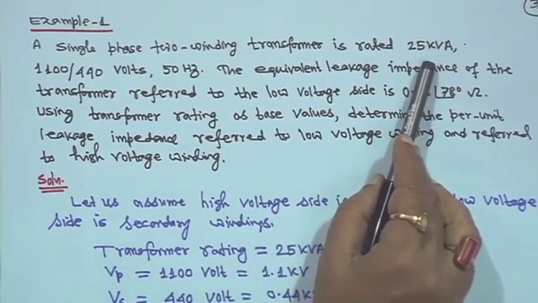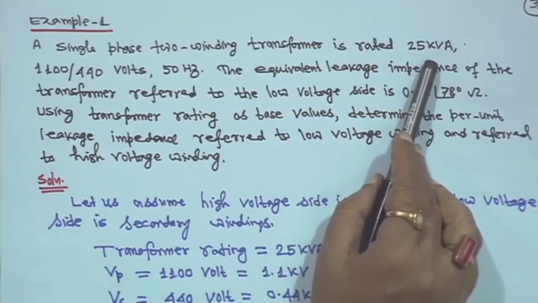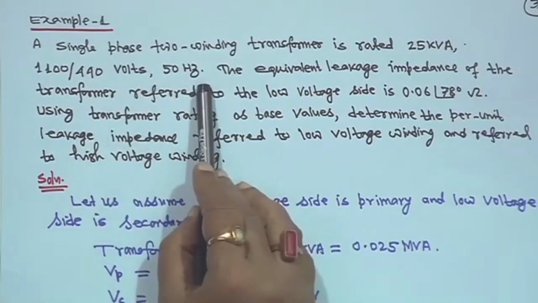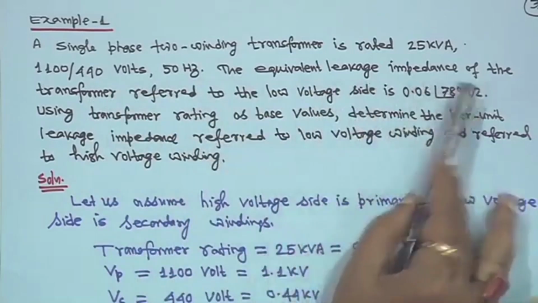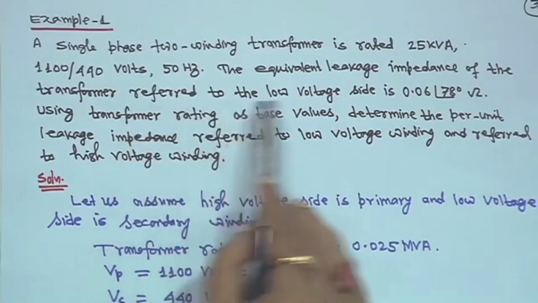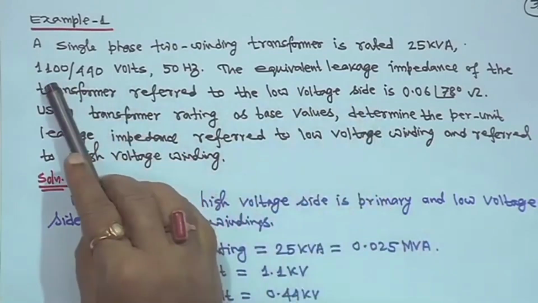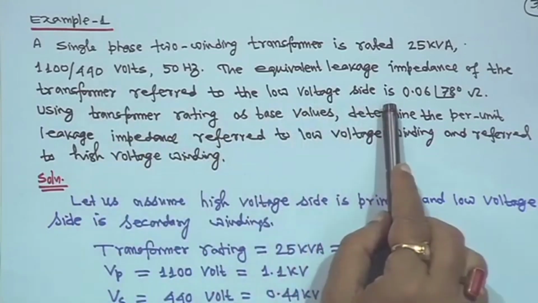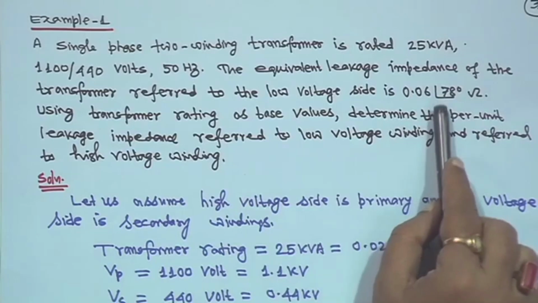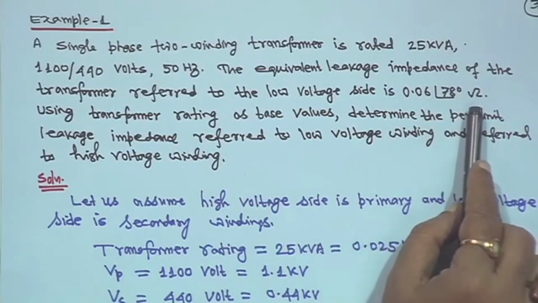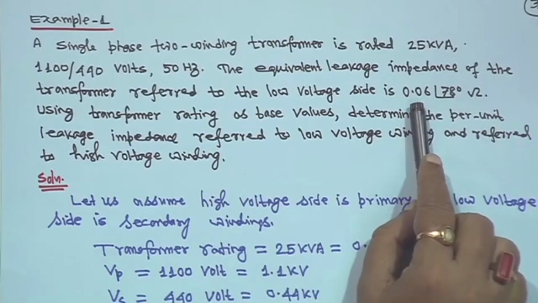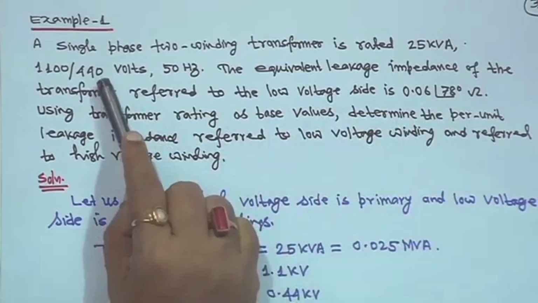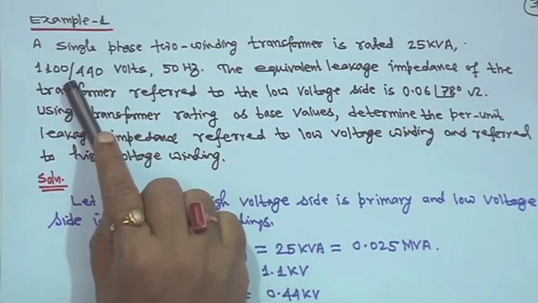That means your 25 kVA is a distribution transformer, rated 1100 by 440 volts, 50 hertz. The equivalent leakage impedance of the transformer referred to the low voltage side, that means if we take 1100 as primary, then 440 volt secondary, is 0.06 angle 78 degree ohm. This is actually the secondary side leakage impedance, referred to the secondary side.